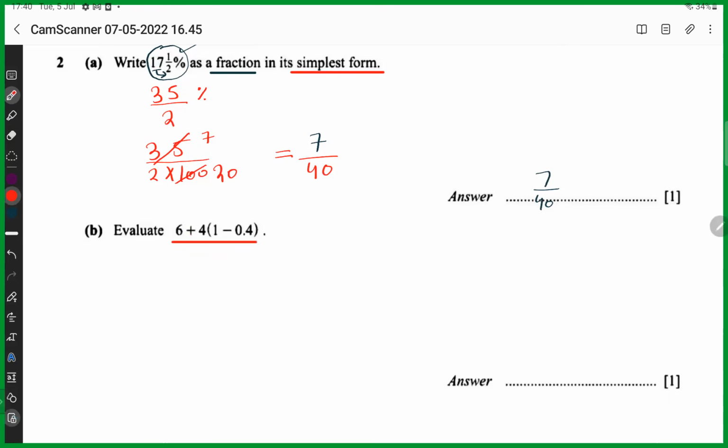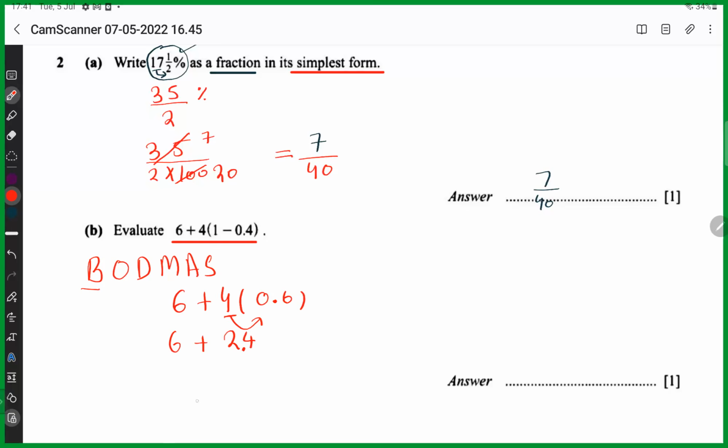Now, the word was BODMAS. Brackets. We need to solve the bracket content first. So 1 minus 0.4 would give you 0.6. And now we have 6 plus 4 multiplied by 0.6. So how do we do decimal multiplications? What is 4 multiplied by 6? 4 multiplied by 6 is 24. And we just have one decimal place. So we would just write down the decimal over here. Now it is 6 plus 2.4.